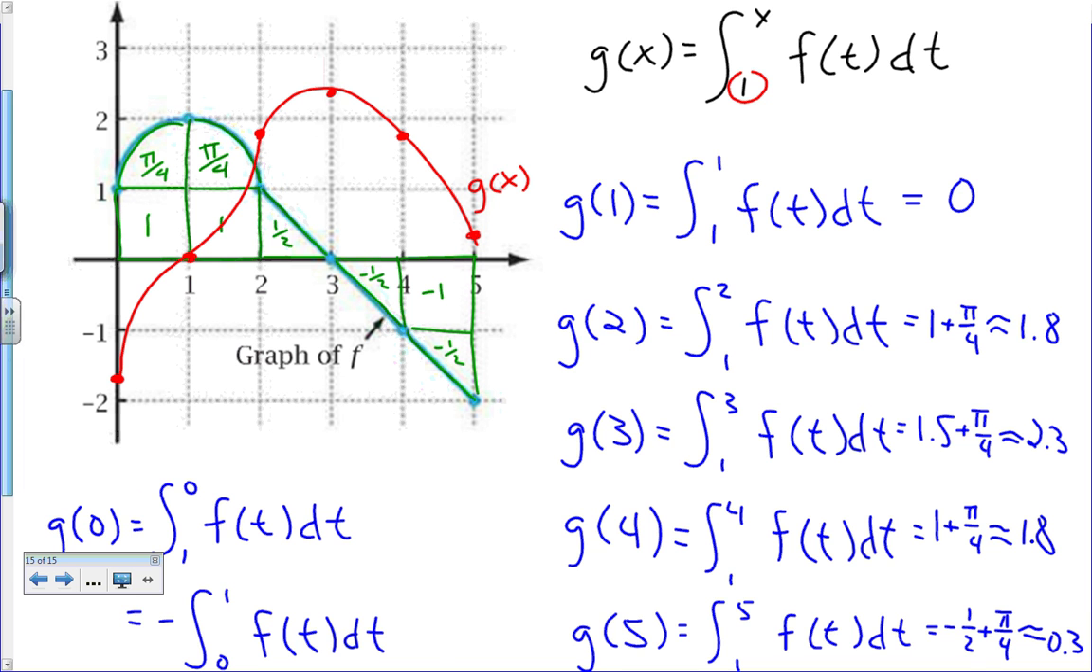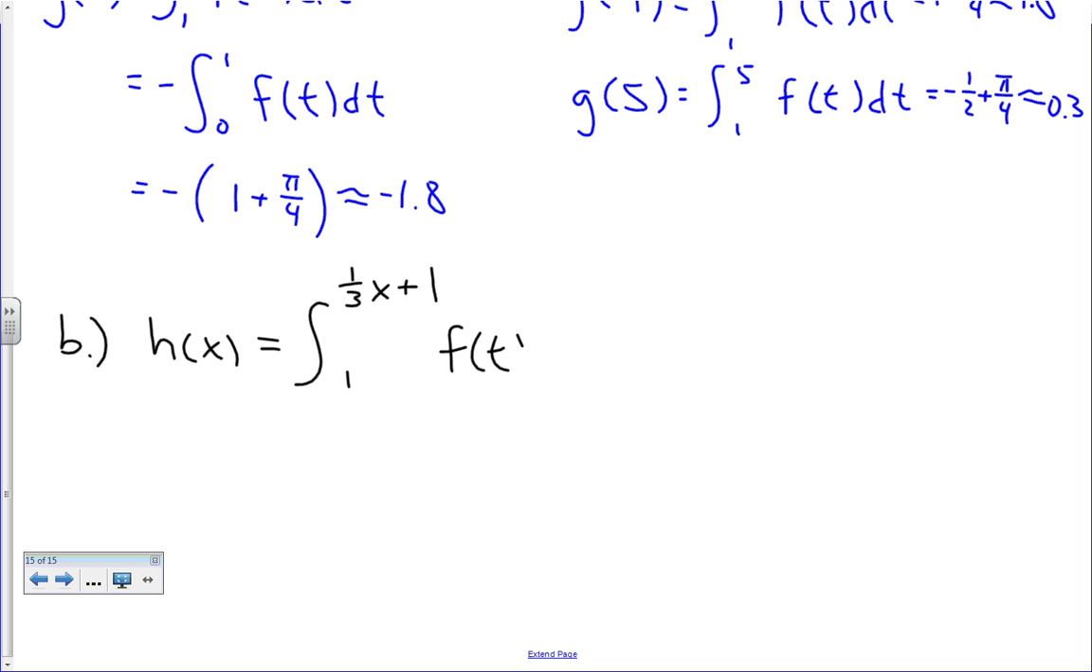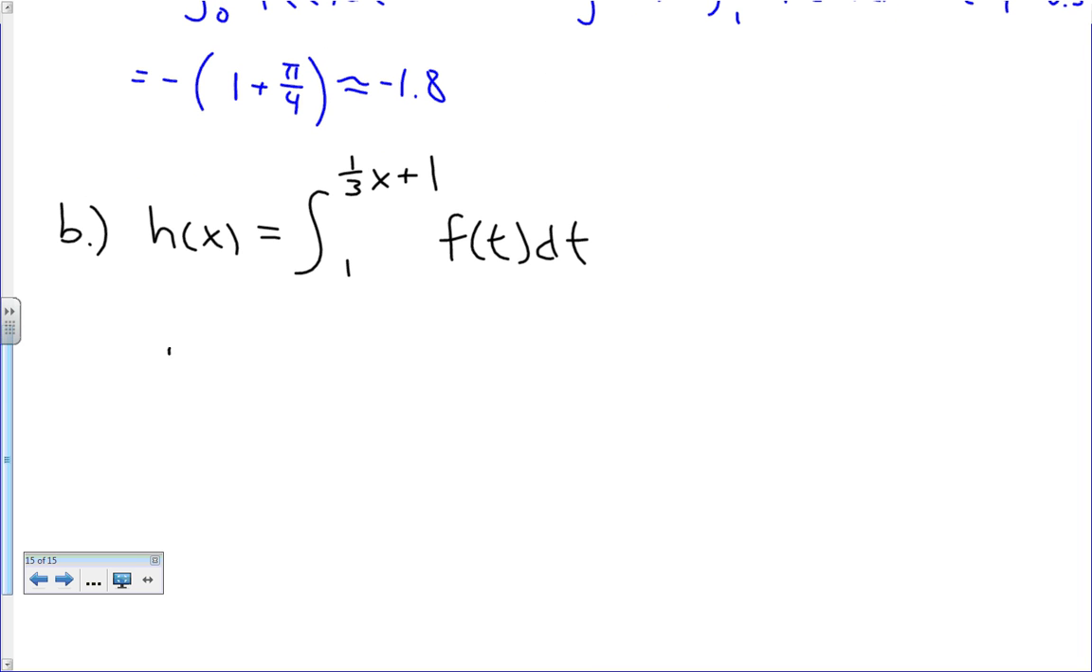All right. The second half of this question, part B, says to let h of x be equal to the integral from 1 to, I'm going to write it as 1/3 x plus 1, or x over 3, however you want to write it, of f of t dt. And the question is, what's h prime of 3? All right, so to find h prime of 3, the first thing we have to do is find out what h prime of x is equal to. And then once we know that, we can find out what h prime at 3 is equal to.